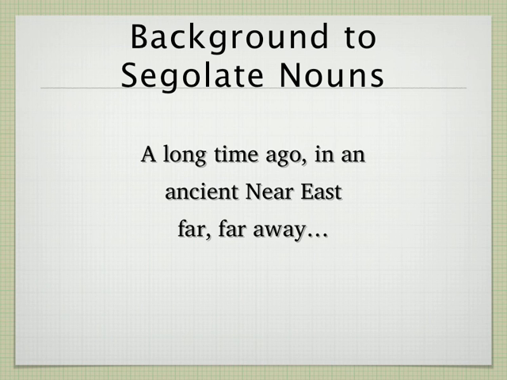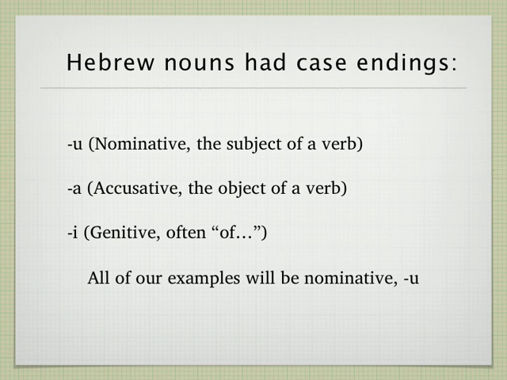So a long time ago, in an ancient Near East far, far away, Hebrew nouns had something called case endings. Perhaps you're familiar with languages that have cases. In the language that preceded Hebrew in its development, nouns would have a "u" ending if they were the subject of a verb. We call this the nominative. They would have an "a" ending if they were the object of a verb. We call this the accusative.